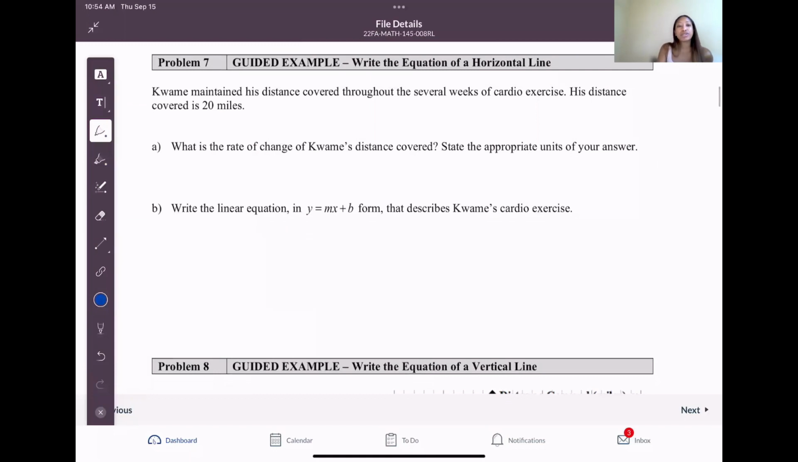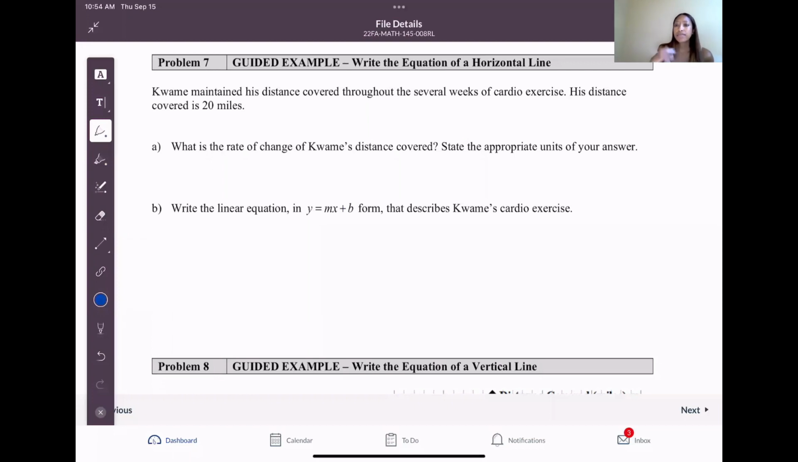All right, then let's jump to example 7. Kwame maintained his distance covered throughout the several weeks of cardio exercise. His distance covered is 20 miles. Okay, so he's just maintained that same distance the whole time. So what is the rate of change of Kwame's distance covered? Answer using the appropriate units.